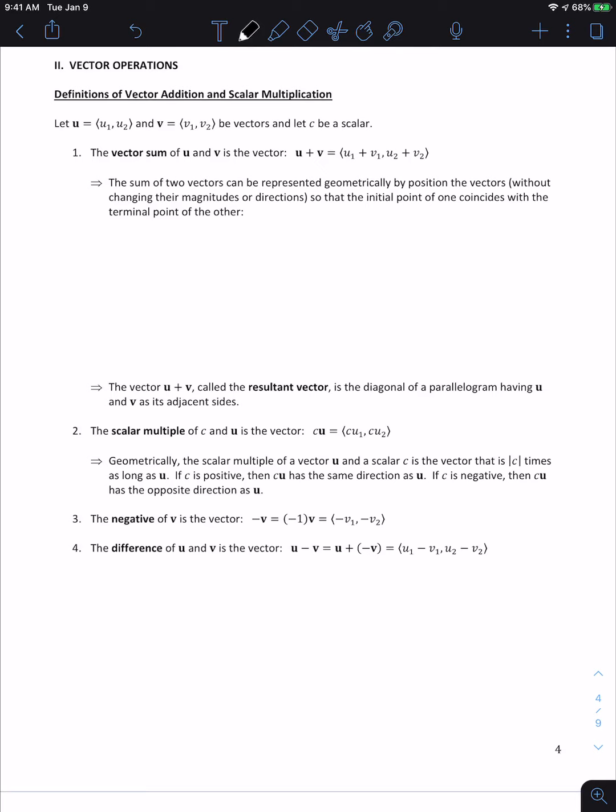Hello everyone, in this video we're going to be looking at section 11.1 and continue where we left off with vector operations. Okay, so definitions of vector addition and scalar multiplication.